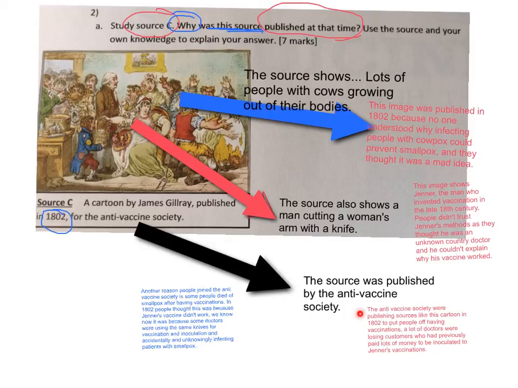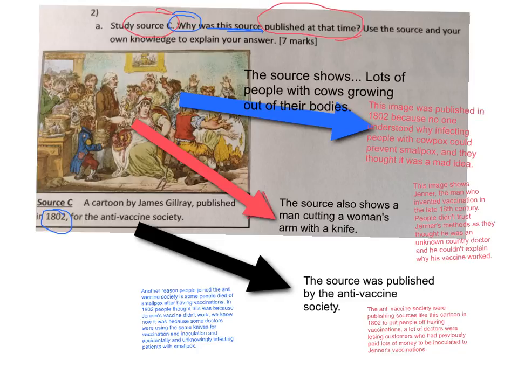And you've also explained that the source shows it was published by the Anti-Vaccine Society, and that this source would be published by the Anti-Vaccine Society at the time because lots of doctors were losing customers because they'd previously got money from inoculation, and vaccination had prevented them from doing that. And another reason why the Anti-Vaccine Society was around at this time is some people appeared to be dying of this vaccine. And people thought it was because it didn't work, although we now know it's because they were using the same knives for vaccination and inoculation and accidentally infecting people.